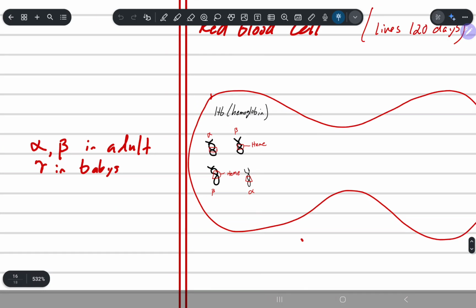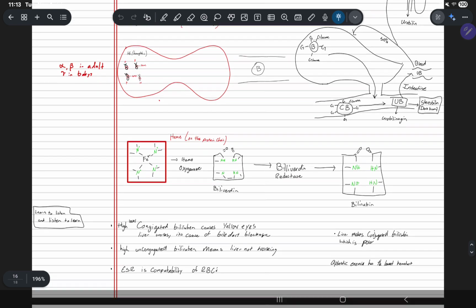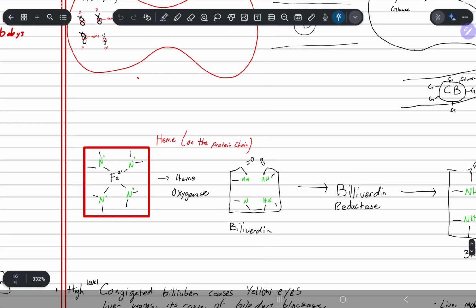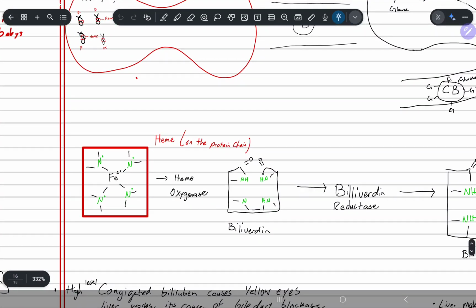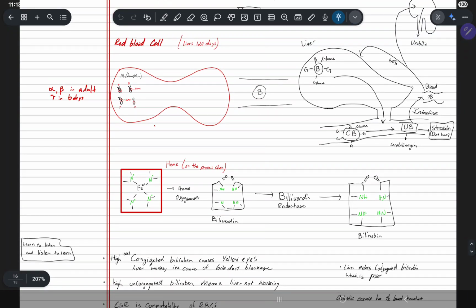And what happens is when this blood cell dies, this heme on the protein chain will go through oxygenase and will be turned into biliverdin, and then through biliverdin reductase will be turned into bilirubin. Now this bilirubin will then be transported through the body to the liver.